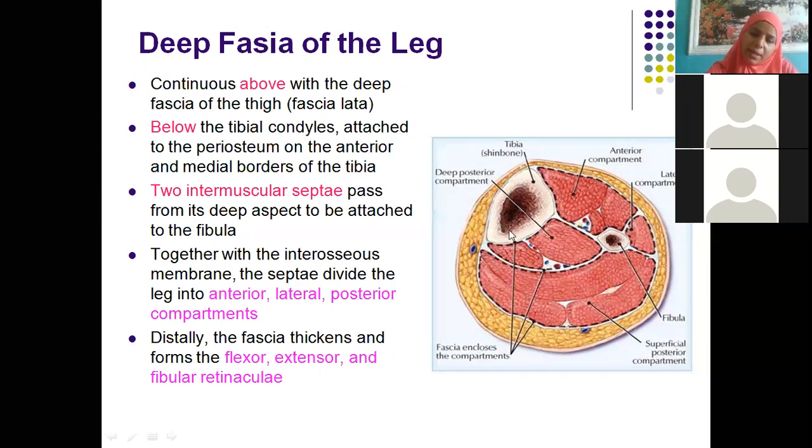So overall in the leg also we have three compartments. One is the anterior compartment, in front of the interosseous membrane. One is the posterior compartment, behind the interosseous membrane, all these muscles. And one is the lateral compartment, which is on the lateral aspect of the leg.